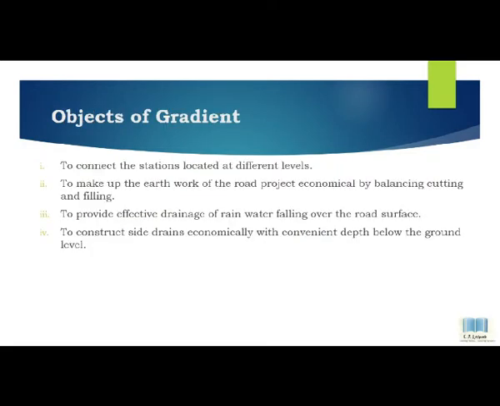Then the next point is objects of gradient. Why is the gradient provided to the road? The first object is to connect the stations located at different levels. That is, the gradient connects the different stations which are located at different levels.